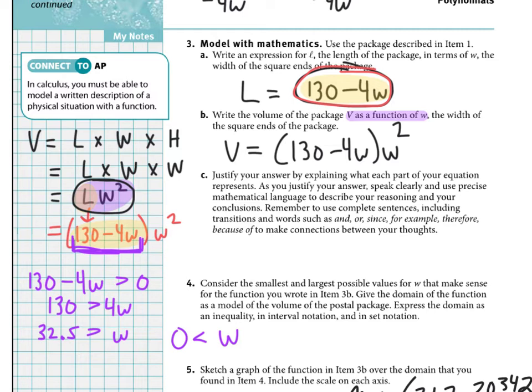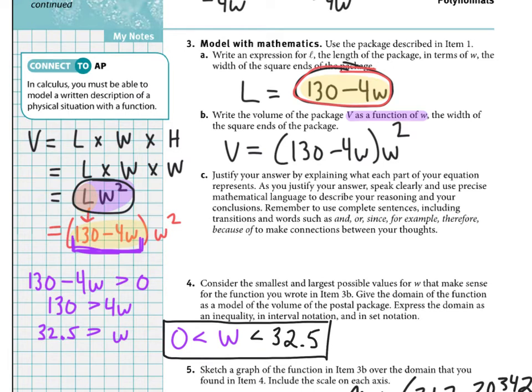So we have two statements. W has to be bigger than 0, can't have a negative, but also W has to be less than 32.5. That's going to force the situation to work out. If the width were bigger than 32.5, we would run into the case where the length ends up being negative, like we saw in the previous example. I think we used 5 as the biggest the width could be.